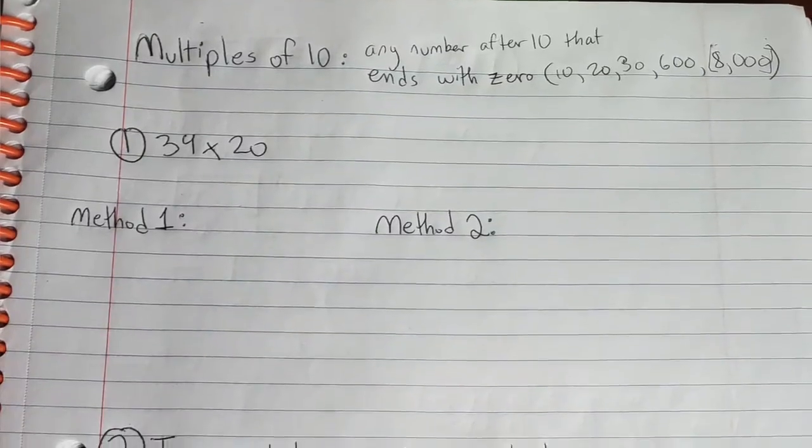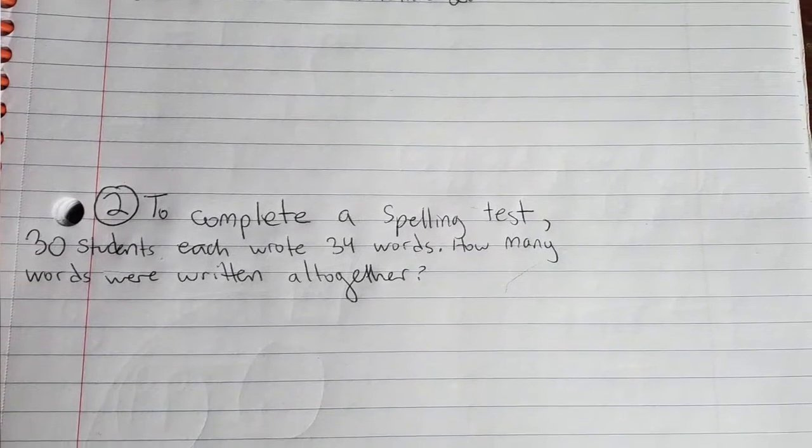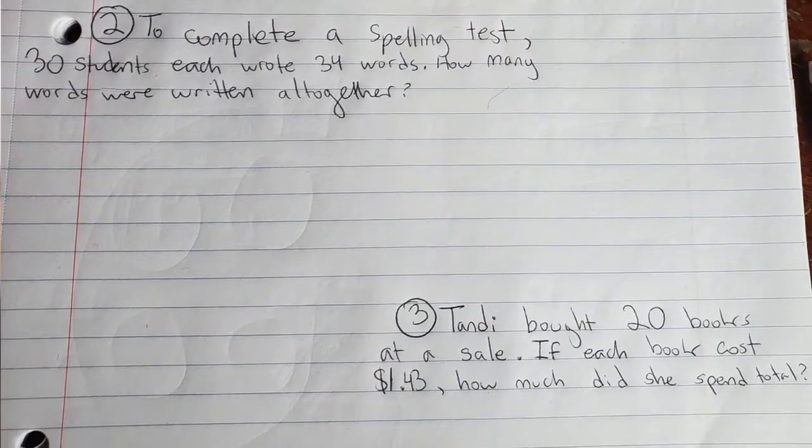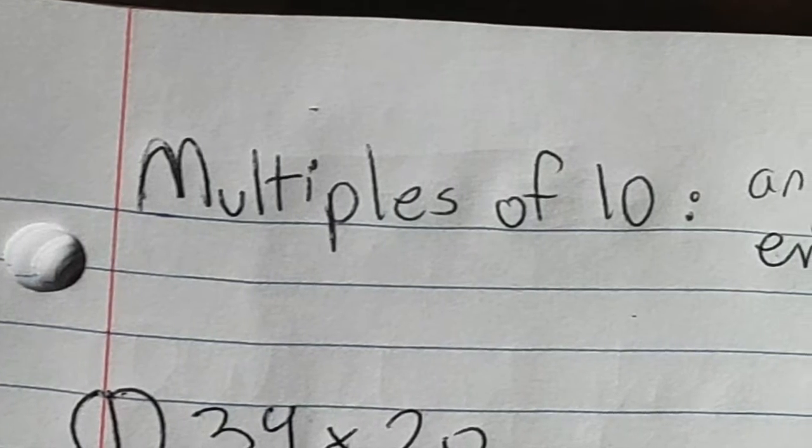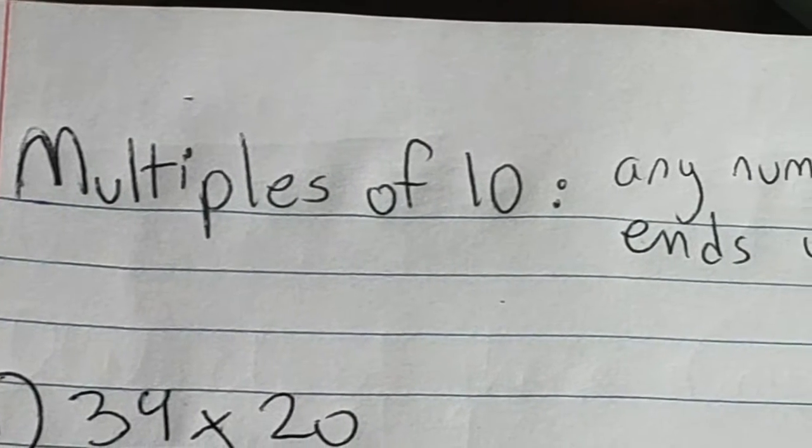This lesson is all about the multiples of 10 and multiplying with them. First of all, what is a multiple of 10? A multiple of 10 is any number that is either 10 or higher that ends with a 0.